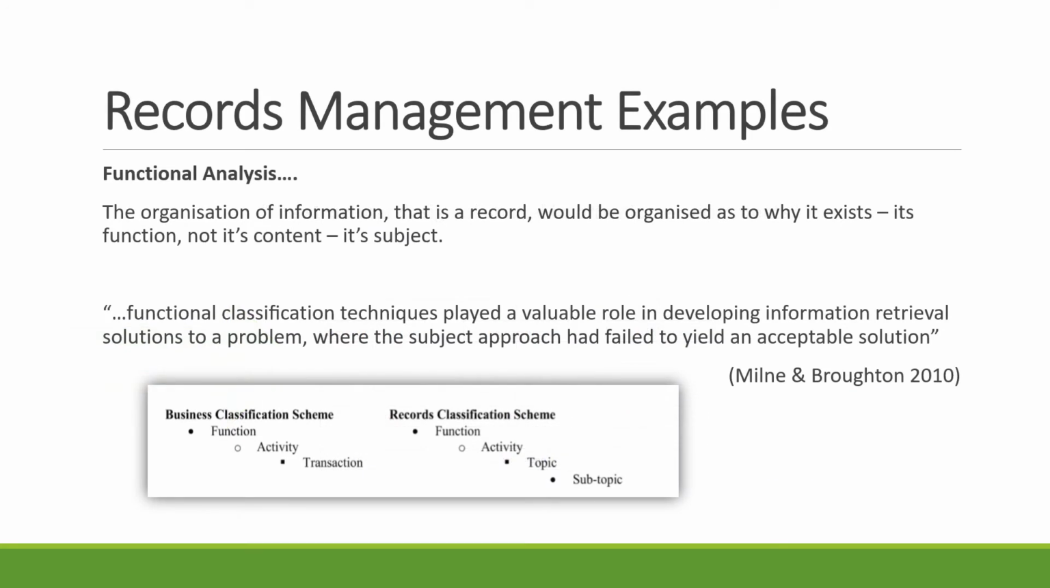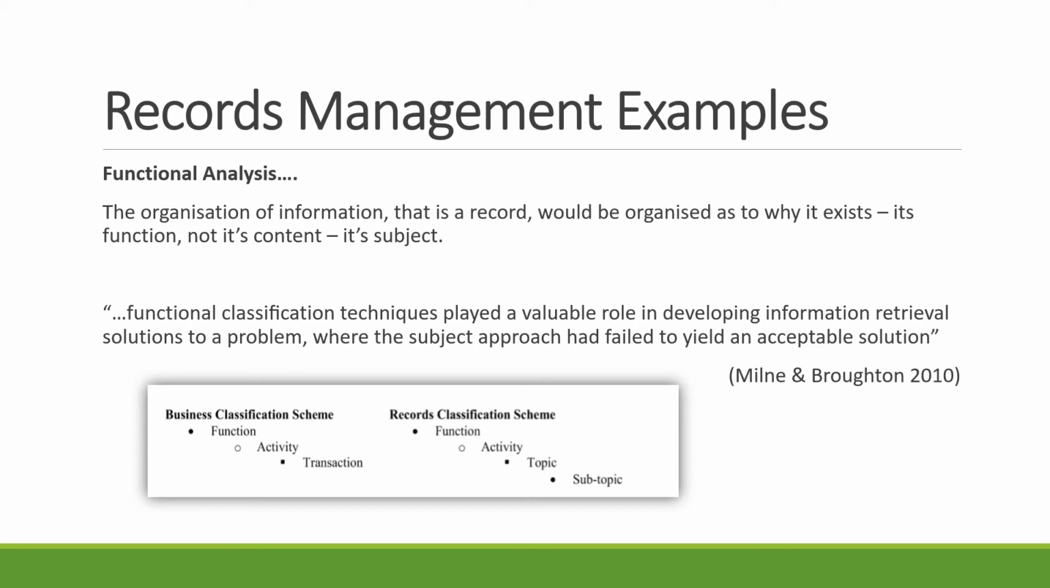Information architecture and functional records management approaches are practically parallel. One real-world records management example is a study by Christopher Mill, co-authored by Broughton, who helped to redevelop the University of Dundee's intranet using a functional analysis methodology and looking at the retrieval of information. By this, Mill meant the organisation of information, that is, a record, that would be organised as to why it exists, that is its function, not its content, that is its subject.